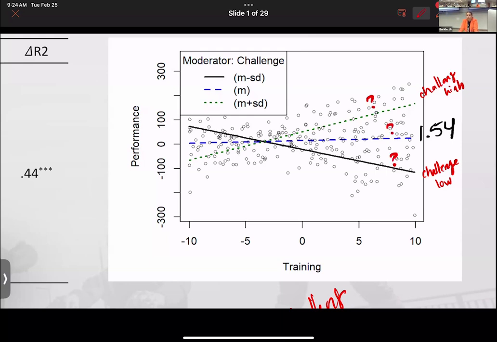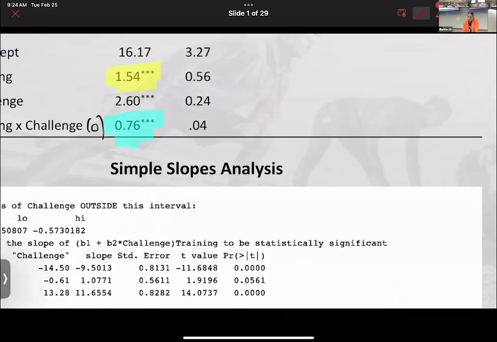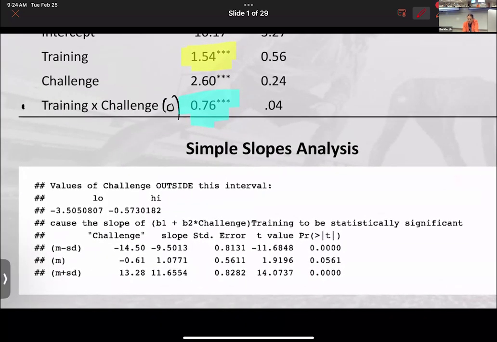The question though is, do we know whether these slopes are significant or not? From the graph, no. From the simple slopes, we do. And what do we see? At high challenge and low challenge, they are significant. At average challenge, there's no relationship. Yes? How can a simple slope at average also then affect these?